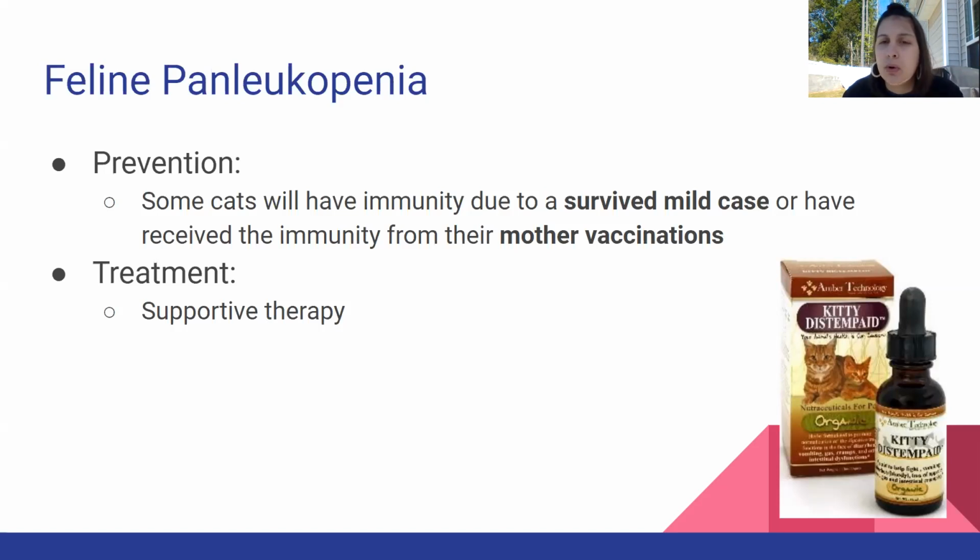If the cat isn't vaccinated for it, or if the vaccine is ineffective, then you can't really treat it. Supportive therapy just means treating the symptoms. You're just trying to make their time here, what little bit of time that they have left, more comfortable. You're putting them on pain relievers. You're putting them on anti-nausea medicine. You're just trying to make them feel better because there isn't really anything outside of that you can do for them.